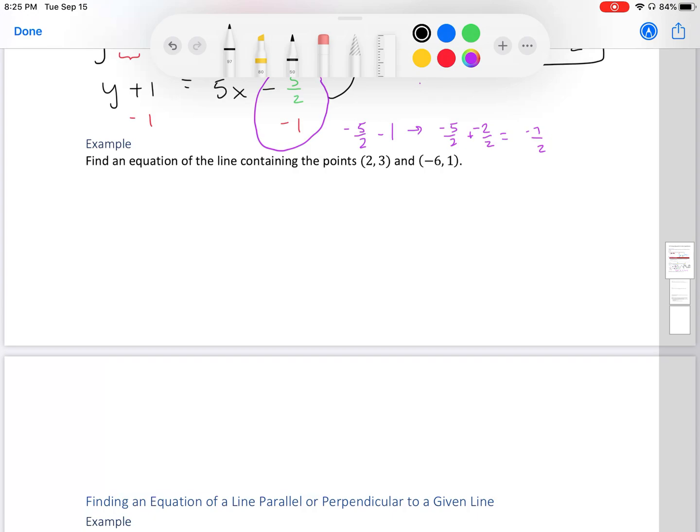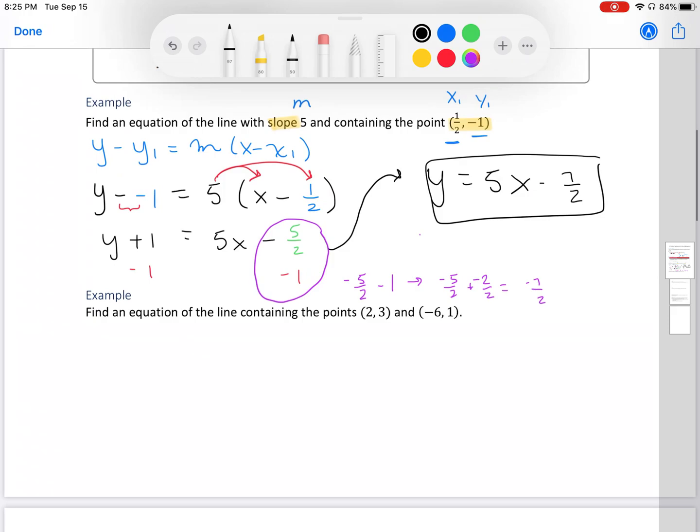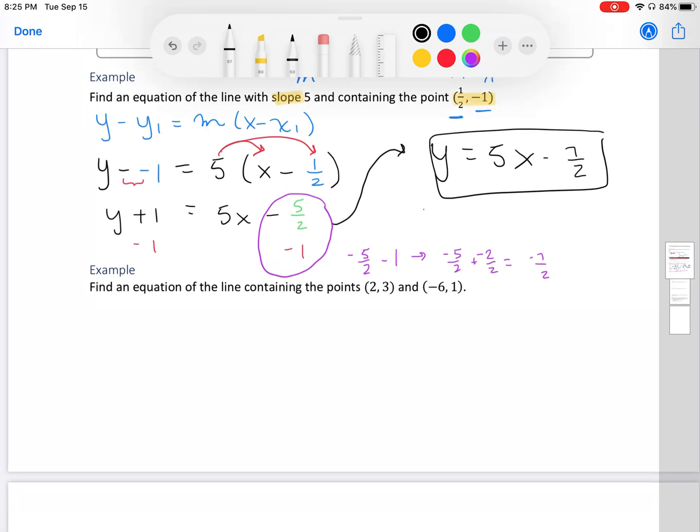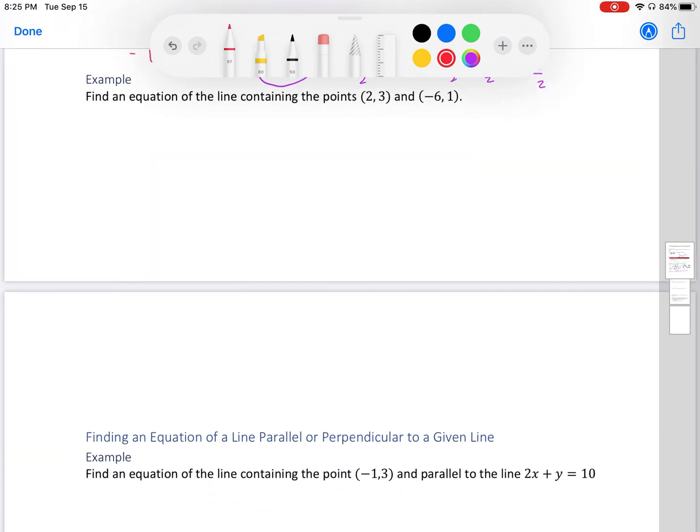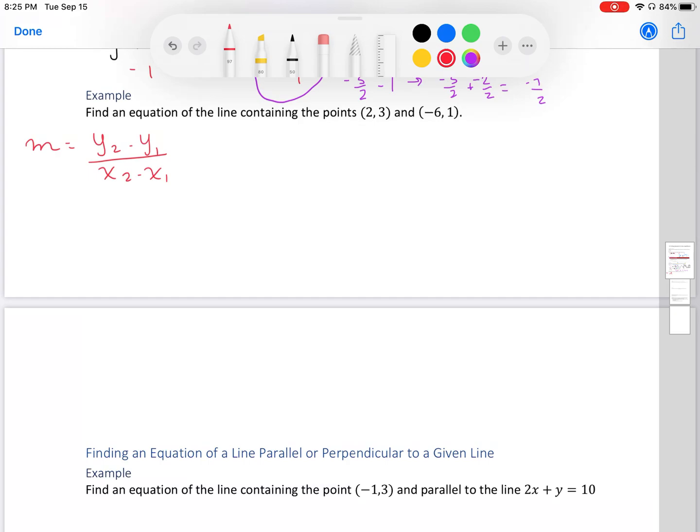Another example. Find the equation of a line containing the points (2, 3) and (negative 6, 1). Well, it's just as our problem above. The only difference is I'm not given the slope. I have to figure out the slope by myself. Luckily, we have a formula that will help us find the slope. Our slope is found from the equation y2 minus y1 over x2 minus x1. So I just have to go ahead and label my points: x1, y1, x2, y2.